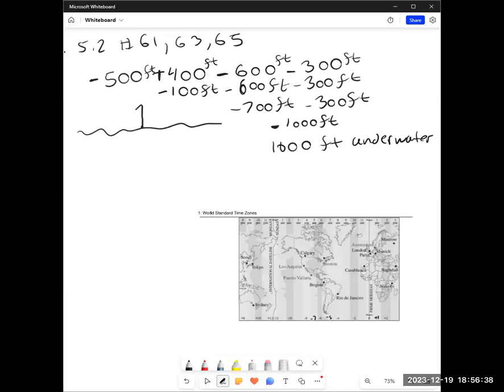This is going to be my positive direction. This is going to be my negative direction. The submarine's going to be somewhere down here, right? Okay, so there we go.